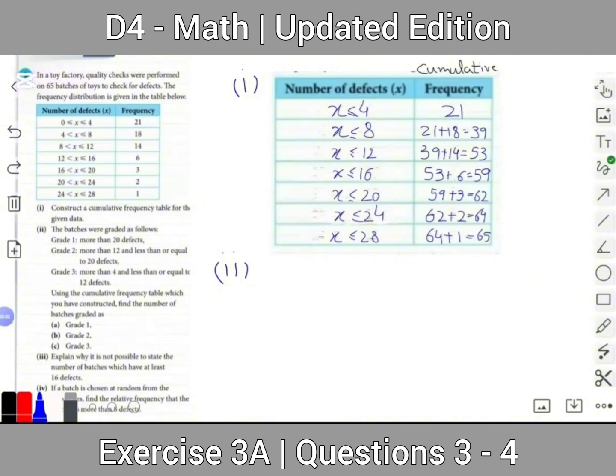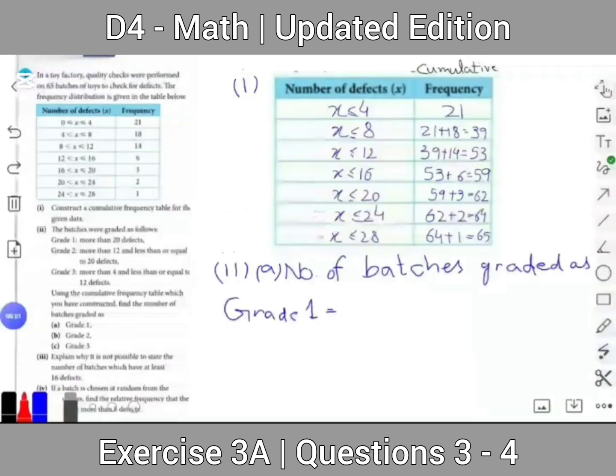Since we have constructed the cumulative frequency table in part 1, now in part 2, the batches were graded as follows. For grade 1, more than 20 defects. Grade 2, more than 12 and less than or equal to 20 defects. For grade 3, more than 4 and less than or equal to 12 defects. Using the cumulative frequency table we have constructed, find the number of the batches graded as in part 2a, grade 1.